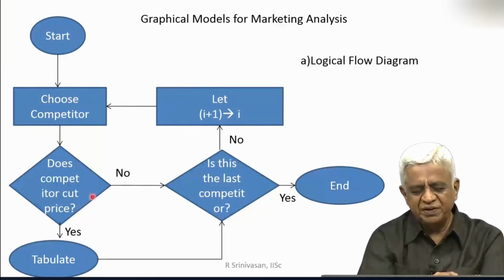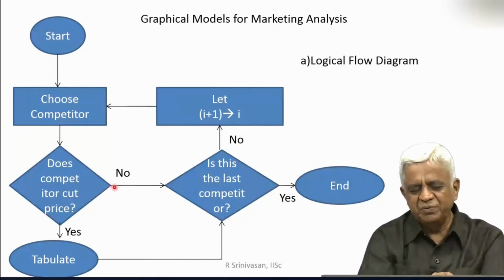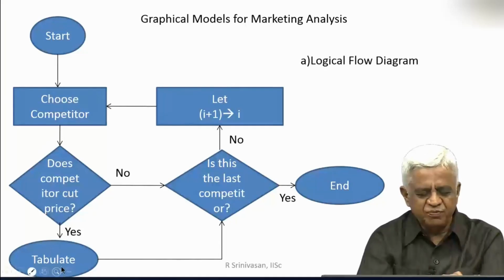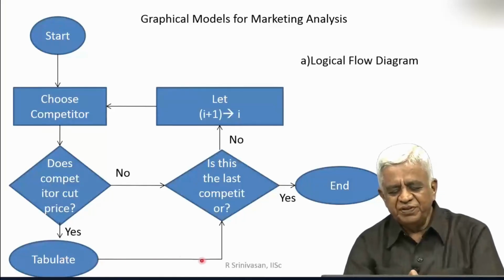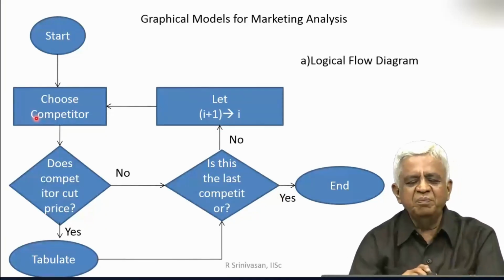Suppose you say he is not going to cut the price of the product. So you move to this. This is called branching. Now suppose you say the competitor cuts the price of the product. The flow leads you to tabulate by how much he is cutting the price. Then you move to this, which is called looping, where you ask, is he the last competitor? Suppose you say yes, then the flow ends here. Suppose you say no, it comes back to choose the next competitor.